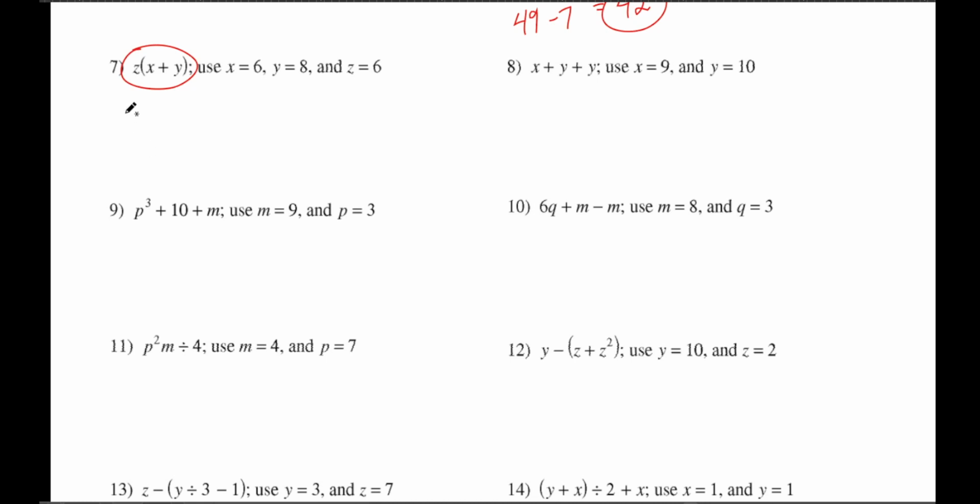So what do we put first? The z, which is a 6. Then I put a parentheses. Then I put the x. What's the x? That's also 6, isn't it? All right. And then plus, oops.